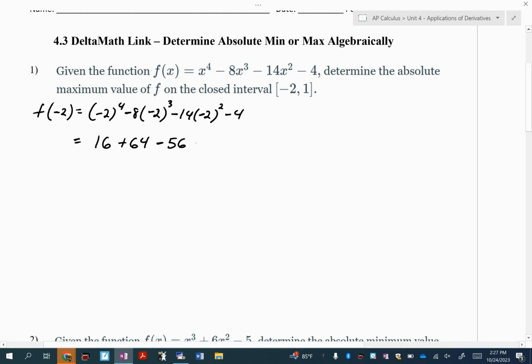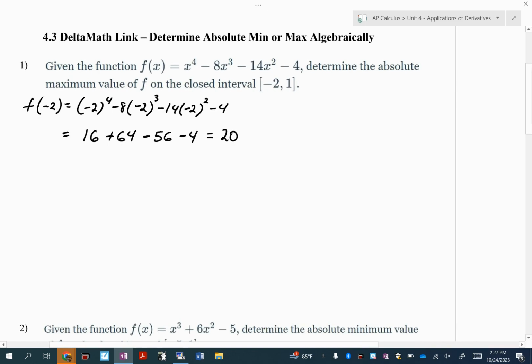And then write down -4. Let's see if we can do this with our brains. 16 plus 64. That's 80. 80 minus 56. 24. 24 minus 4. 20. How's everybody doing? Yes, everybody good?